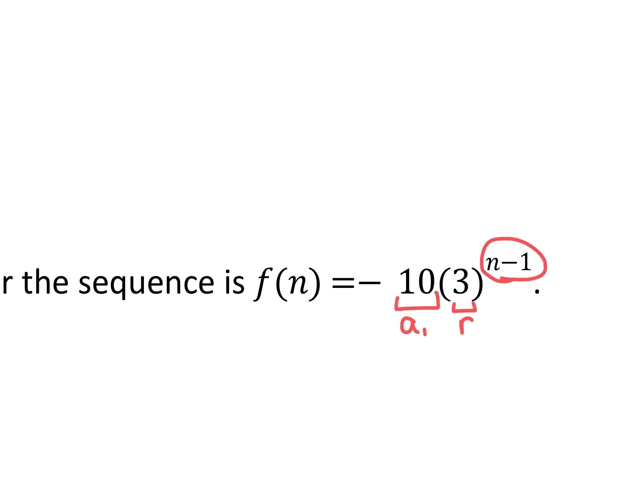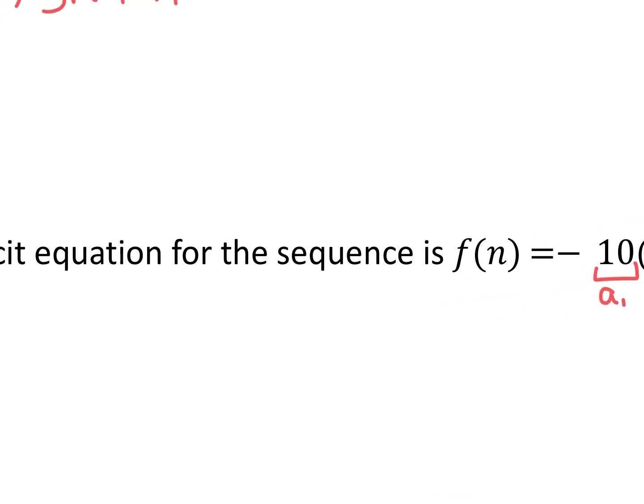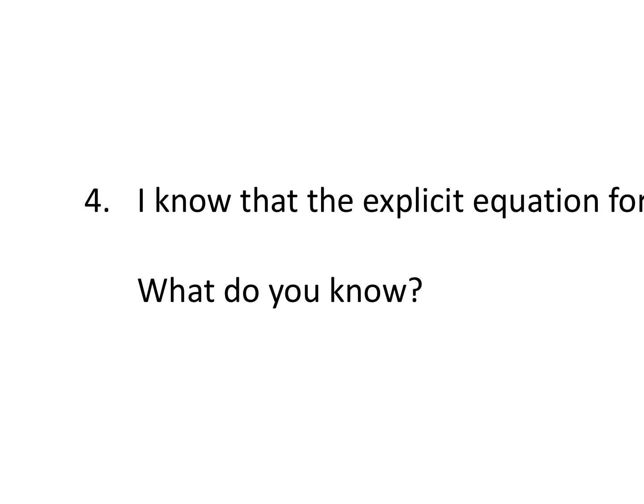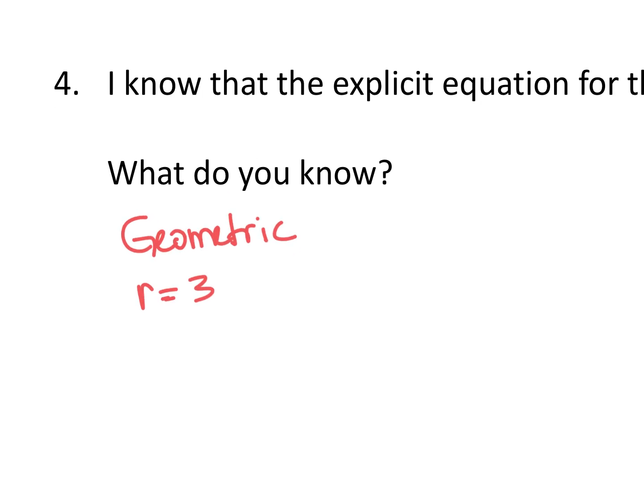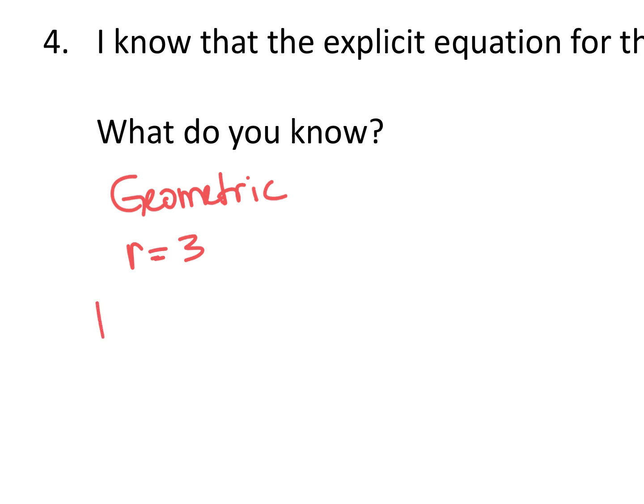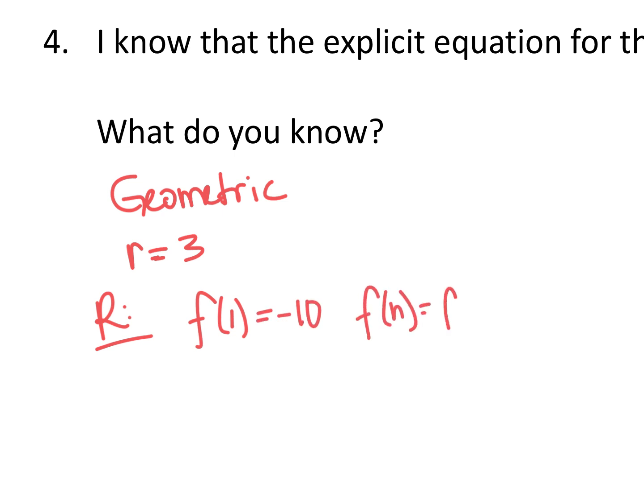So we know number 4 is geometric. We know we have a common ratio, r is 3, and then we could write our recursive formula, which will be f of 1 equals negative 10, and then f of n equals f of n minus 1 times 3. Okay.